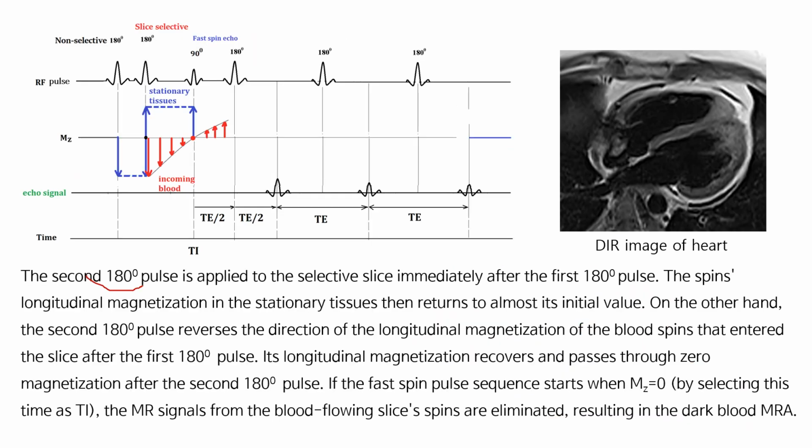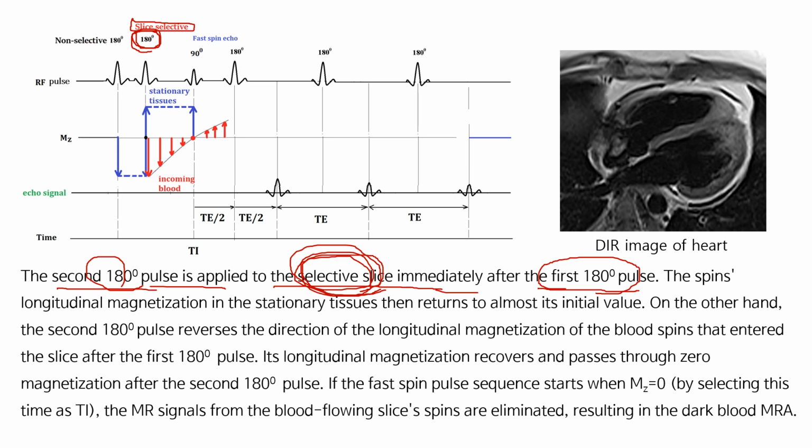Okay, the second 180-degree pulse is applied to the selective slice immediately after the first 180-degree pulse. The second 180-degree pulse is a slice selective pulse. So this pulse is applied to the specific slice we want to make the image of, the heart, right? So the second 180 pulse is applied to the selective slice immediately after the first 180 pulse. So in this figure there's some interval, but this is applied immediately. Okay.